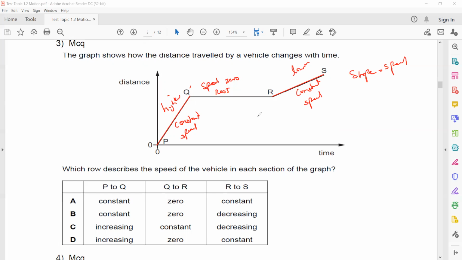It means both speeds are constant. The speed will not change, but this will be a higher speed. Like if I say the speed from P to Q was 10 meter per second, but the speed from R to S maybe 6 meter per second. But in both cases the speed is constant. So from P to Q, speed is constant. From Q to R, speed is 0, and from R to S, speed is again constant. So constant, 0, constant, again A will be the right answer. Is it clear?